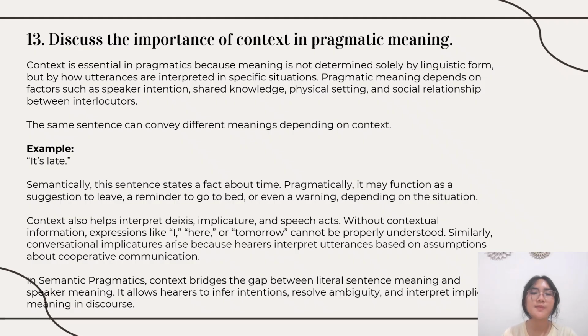Semantically, this sentence states a fact about time. Pragmatically, it may function as a suggestion to leave, a reminder to go to bed, or even a warning, depending on the situation. Context also helps interpret implicature and speech acts. Without contextual information, expressions like "I," "here," or "tomorrow" cannot be properly understood. Similarly, conversational implicatures arise because hearers interpret utterances based on assumptions about cooperative communication.